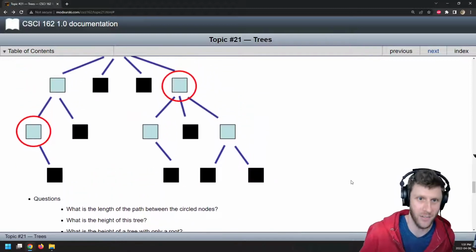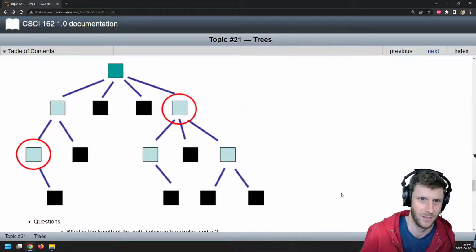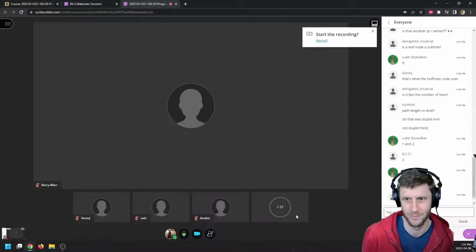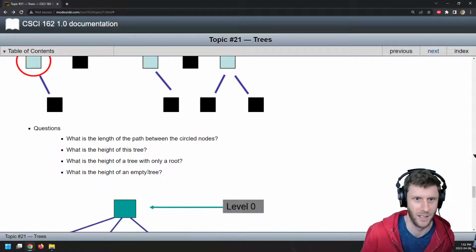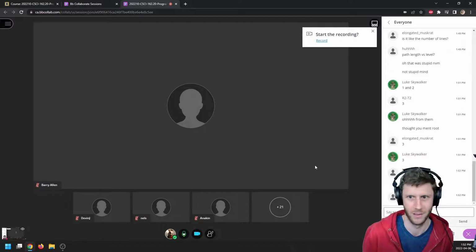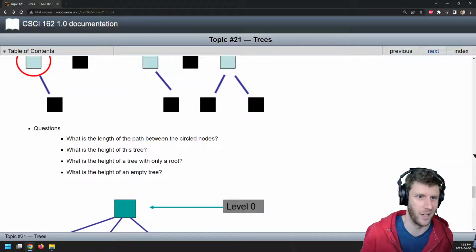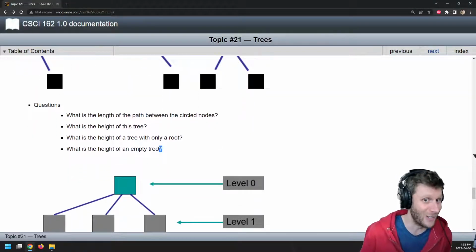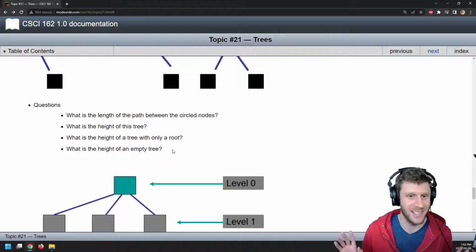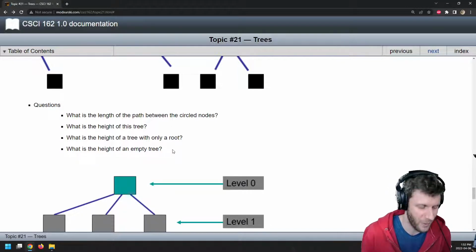What is the height of this tree? 3. Good. What is the height of a tree with only a root? Now here's a weird one. This is a really weird one. But if you keep our definition in mind, you might be able to kind of guess.